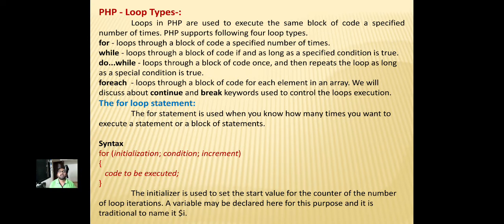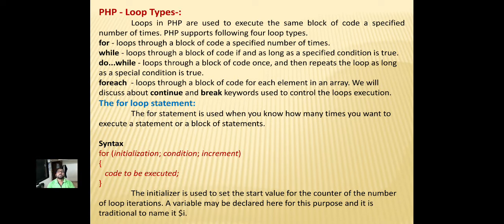Loops in PHP are used to execute the same block of code a specified number of times. PHP supports the following four loop types: for loop, while loop, do while loop, and foreach loop. For loop loops through a block of code a specified number of times.